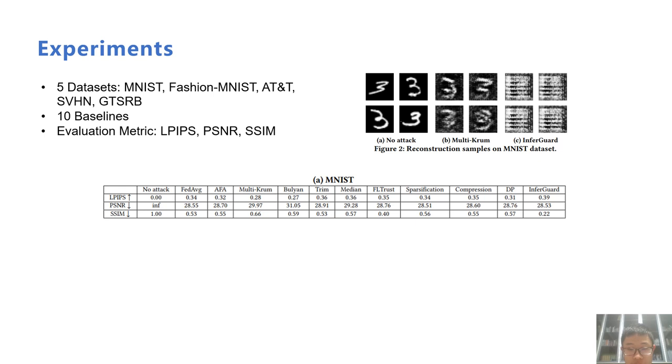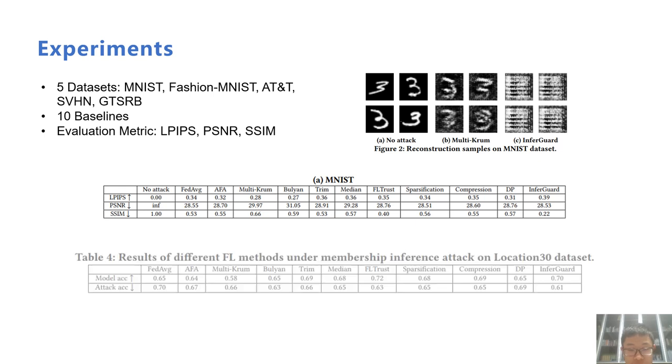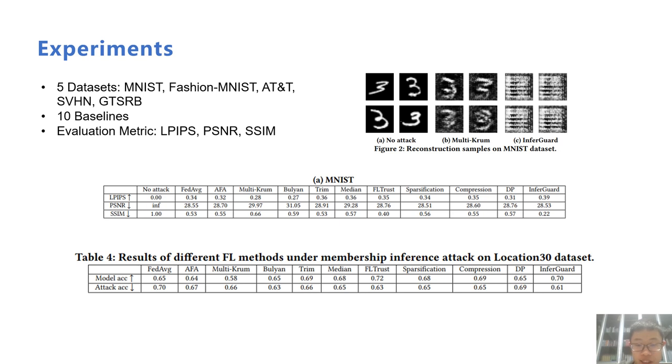We also tested our method on membership inference attack on Location 30. In Table 4, we show the model accuracy and attack accuracy after different aggregation rules. We find that our method has the lowest attack accuracy and thus the largest model accuracy.